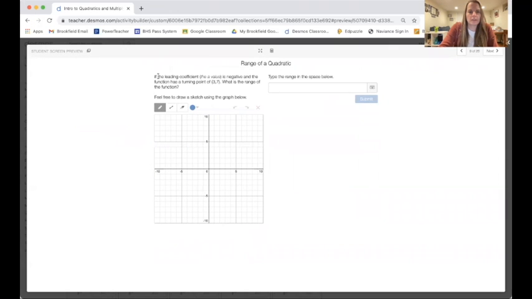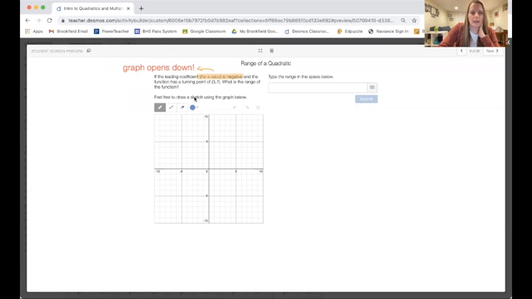Some more features. So it says the leading coefficient is negative. So that's going to tell us that our graph is opening down. So what this means is the graph opens down. That's really necessary here to know. And the function has a turning point of (3, 7), and then it's asking for the range.